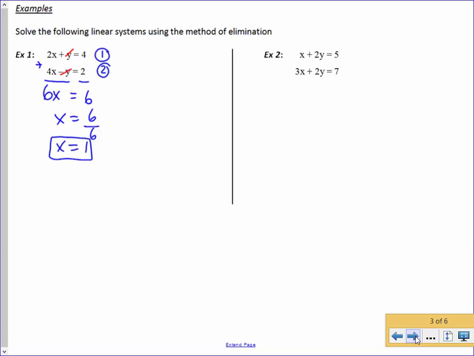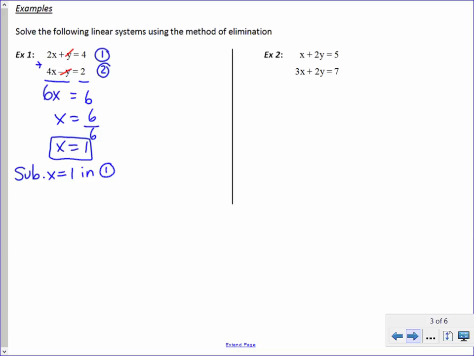Okay, I'm going to substitute x equals 1 in. So now here's the only kind of drawback: there's not really an obvious choice. You just pick one of the equations. Equation 1.